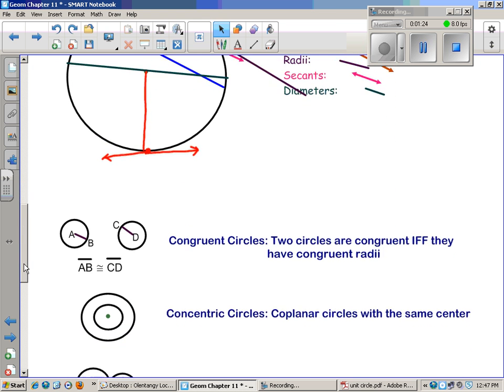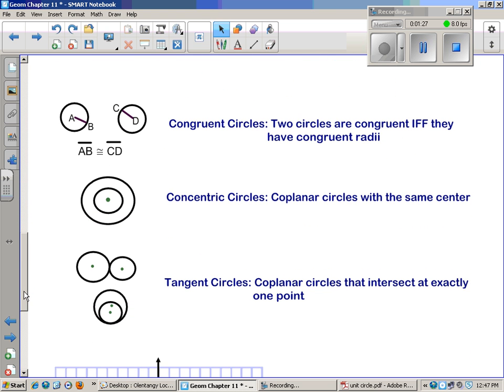All right? Now we got 3 more vocabulary words about circles. We have a biconditional statement about congruent circles. 2 circles are congruent if and only if they have congruent radii. So remember with biconditional, you can read it either way. You could say if 2 circles are congruent, then they have congruent radii. Or you could read it if they have congruent radii, then they're congruent circles. So as long as you can show that these 2 radii are equal, you could say the circles are equal, or if you already know the circles are equal, you're allowed to say the radii are equal.